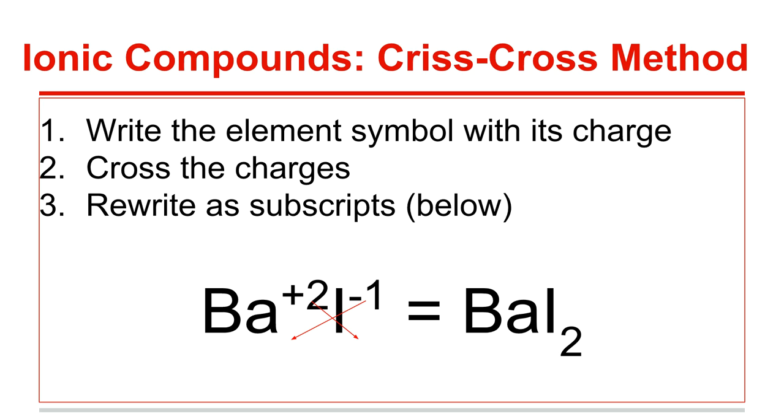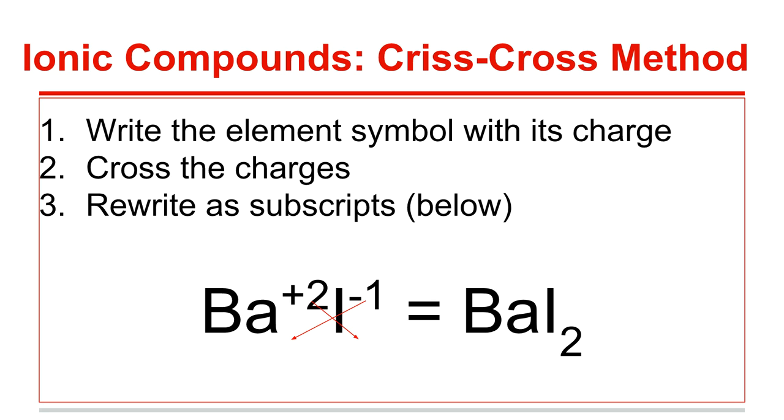So the first thing we're going to do with ionic compounds to do our crisscross method is that we need to know it's kind of a shortcut for the drawings we've been doing, because I know those drawings take a while. So I'm going to show you how to kind of skip that drawing part. So first you're going to write the element symbol with its charge. That means we need to determine how many valence electrons it has and what's going to happen to those electrons.